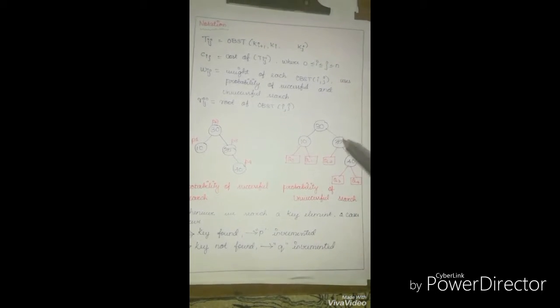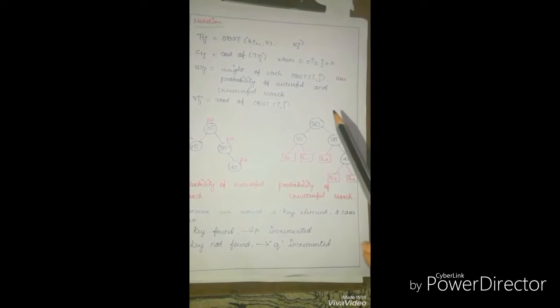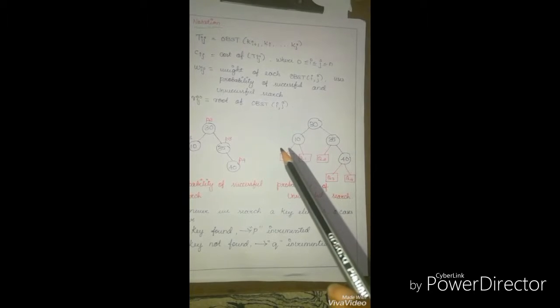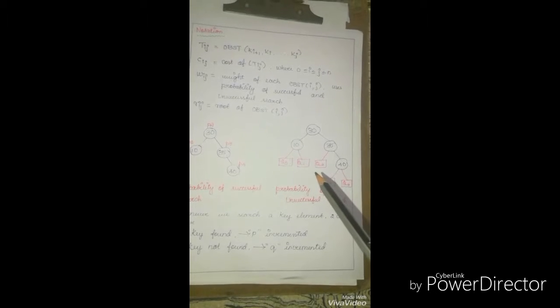For an unsuccessful search, suppose I need to find the element 5. I check the root, and since it is 30, the lesser value is obviously in the left side, and it goes to 10, and we don't have the element 5 here, so this is an unsuccessful search. We have 5 different combinations of unsuccessful search. If the key is found, P is incremented. If the key is not found, Q is incremented. To understand the concept more clearly, let us now discuss it with the help of a problem.